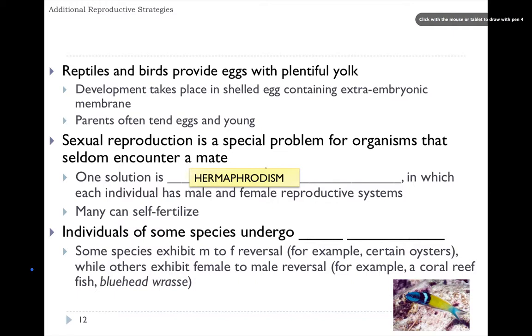A strange phenomenon that most people don't know about is the fact that some individuals can even undergo what's called a sex reversal. So when confronted with the problem of having no mates around, males can turn into females at times. Certain oysters in the ocean can do that, as well as females can turn into males, which we see with coral reef fish, the bluehead wrasse.